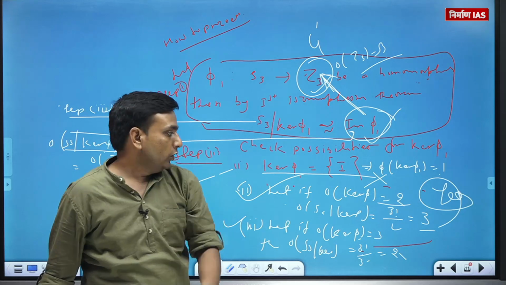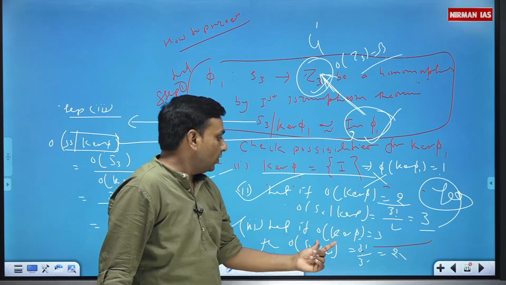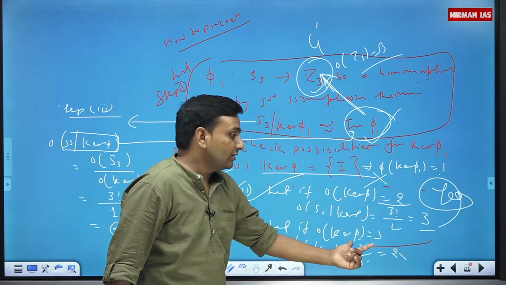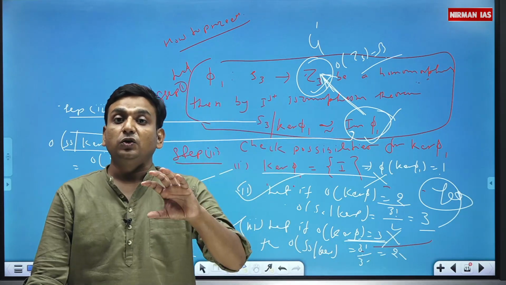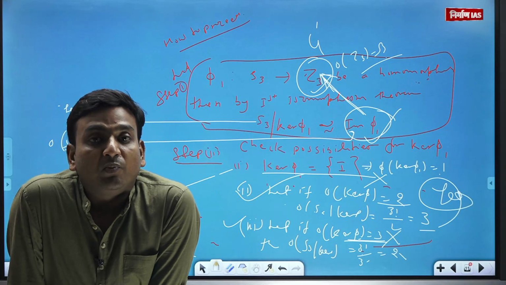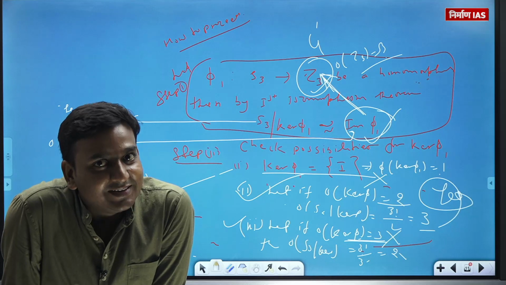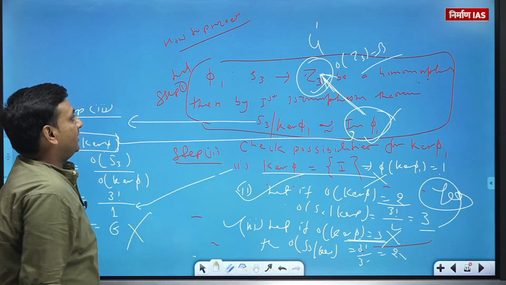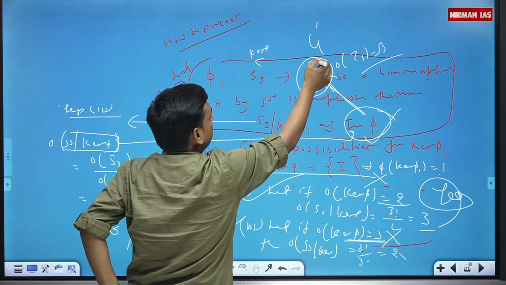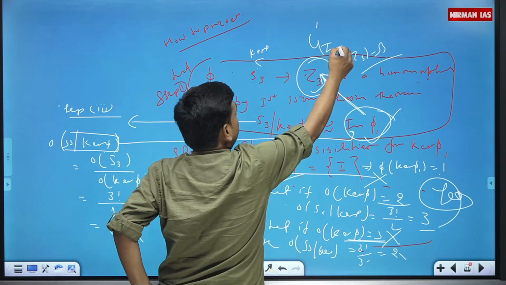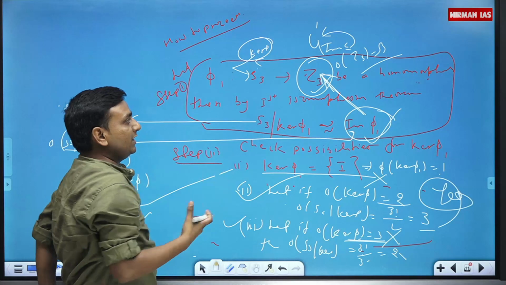Is that clear or not? So 2 divides 3? No. That means the order of S3 by kernel phi is 2, and order of kernel phi 3 is not possible. That means you cannot define a homomorphism with the order of kernel phi as 3. You getting my point? Okay. And since kernel phi is a subgroup of the domain group, image phi is a subgroup of this G dash.